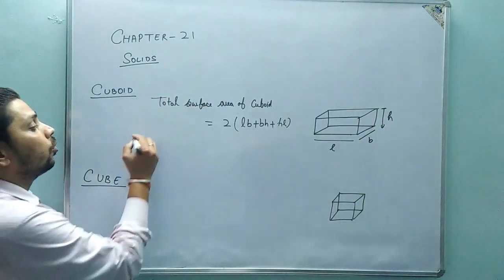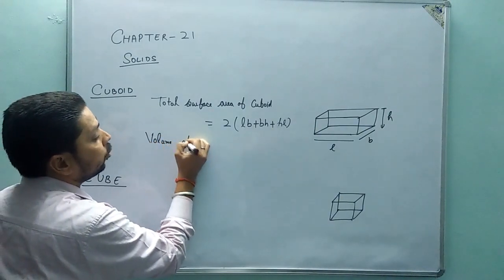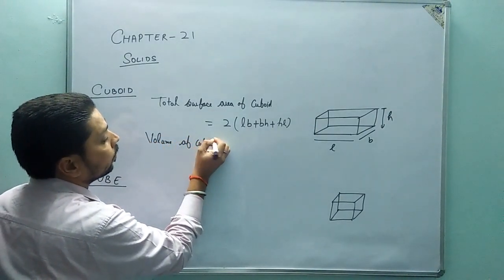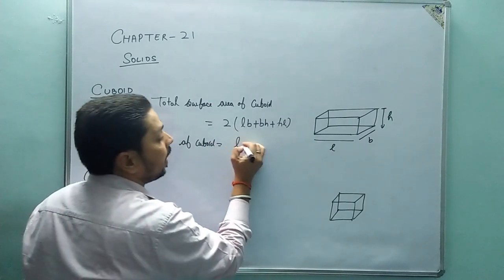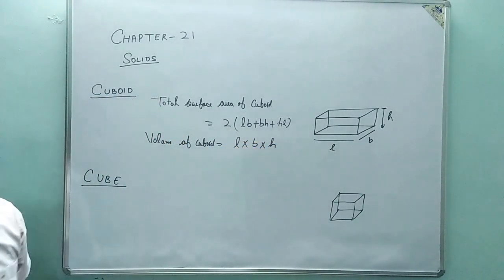Then we have the volume of the cuboid, which is equal to length multiplied by breadth multiplied by height.